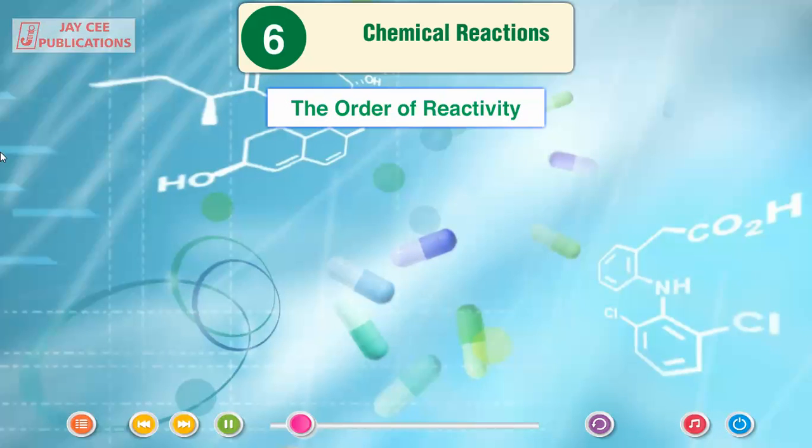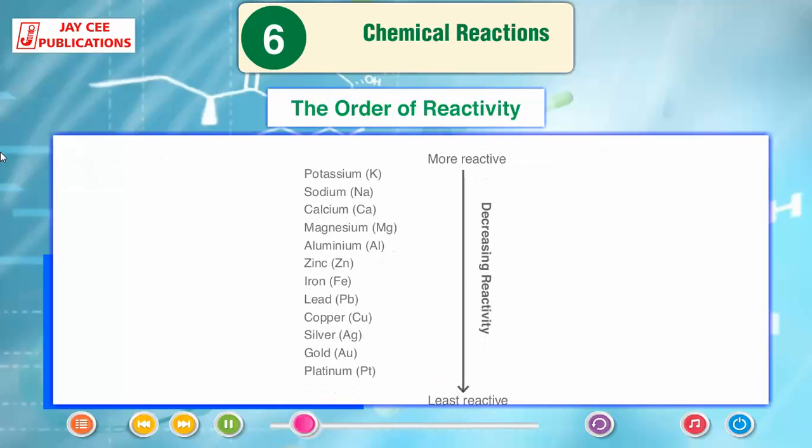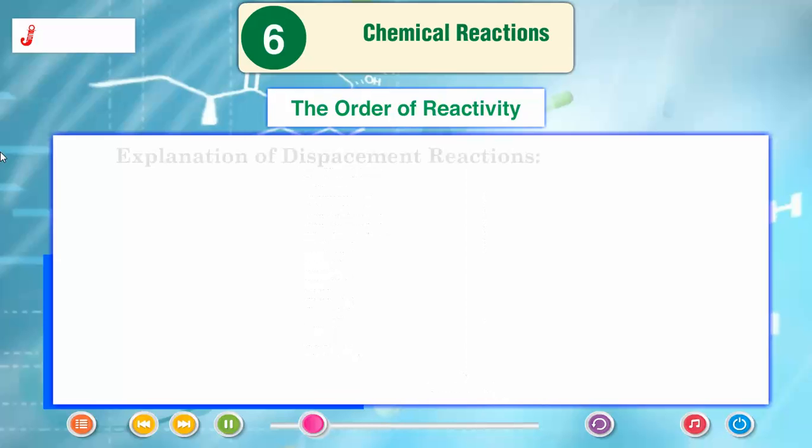The order of reactivity. The arrangement of metals according to their reactivity in decreasing order, from most reactive to least reactive: potassium K, sodium Na, calcium Ca, magnesium Mg, aluminum Al, zinc Zn, iron Fe, lead Pb, copper Cu, silver Ag, gold Au, platinum Pt.